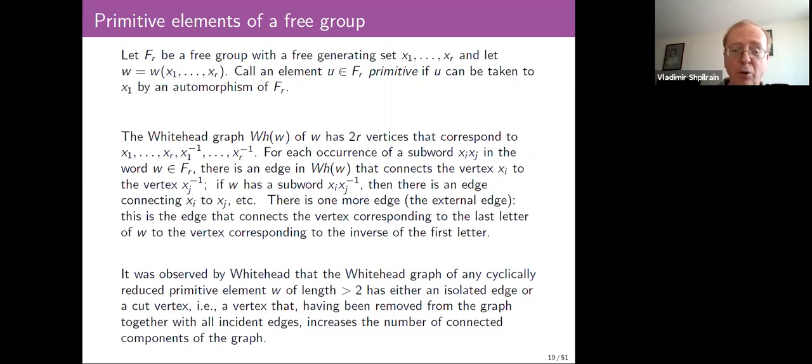With cyclically reduced, it's not that important. To detect if a word is cyclically reduced or not is easy, right? You just look at the first letter and the last letter. So it's constant time. But to detect whether the word is freely reduced or not, you will have to read the whole word.